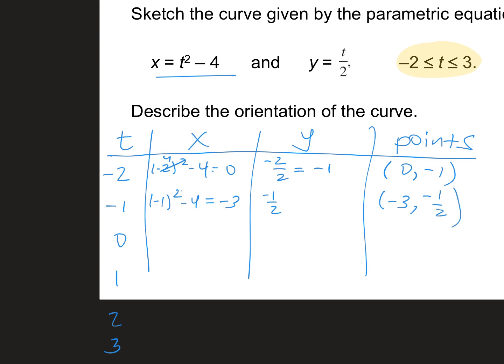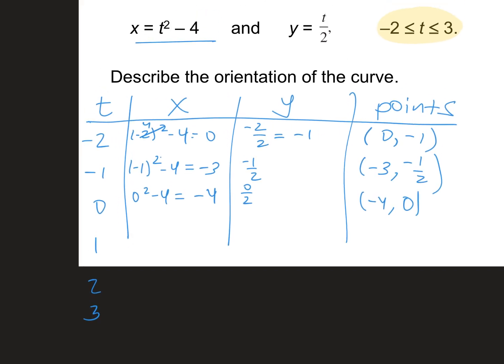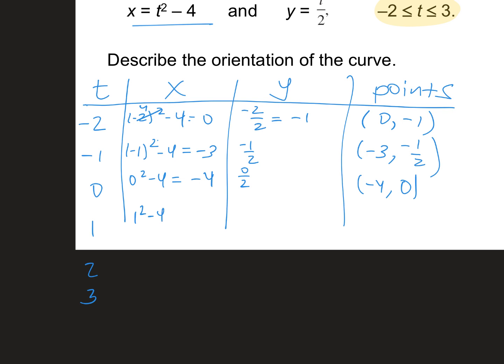All right, so now we're going to evaluate at 0. So I have 0 squared minus 4. Well, what's 0 squared? 0, so the X value, where time is 0, is -4. And then I'm going to plug into the Y equation. So I have 0 over 2, which gives me what? 0. Perfect. So now we're going to evaluate with 1. So I have 1 squared minus 4 equals what? -3. Good. Now I'm going to evaluate for Y. I'm going to put in +1. So 1 over 2 is just 1/2.